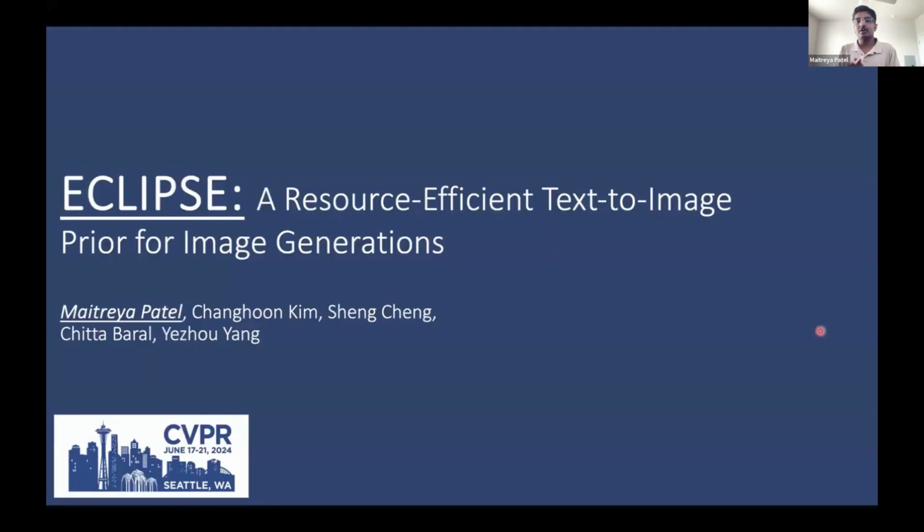To work on this, we propose a method called ECLIPSE, a resource-efficient text-to-image generative model, and we published it at CVPR 24. I will be talking more about this work later in this talk and how we extend it into various downstream tasks.